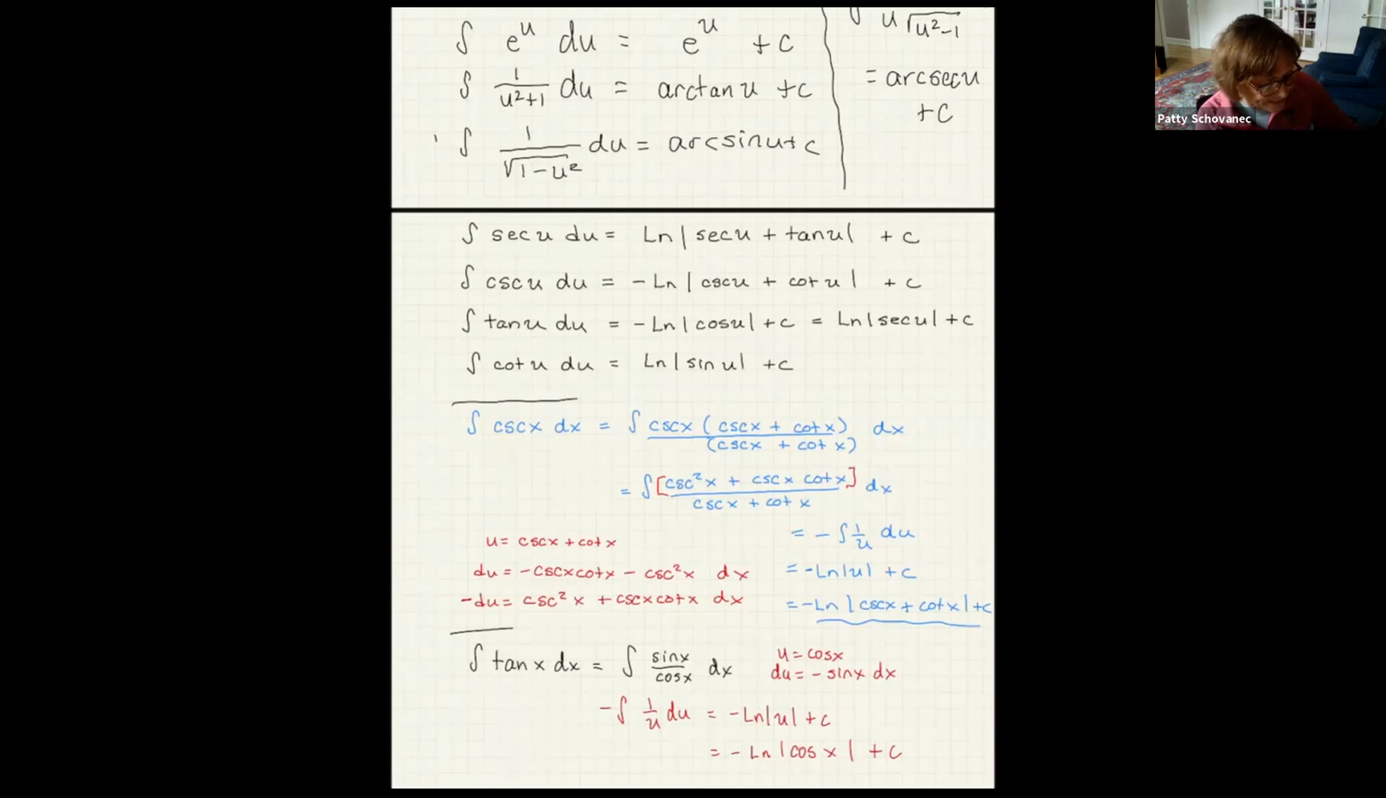Again, it's nice that the tangent and the cotangent have integrals that look like each other because they have derivatives that look like each other.